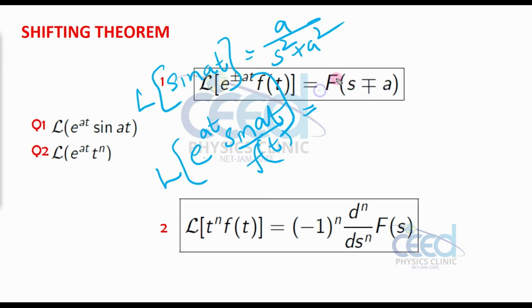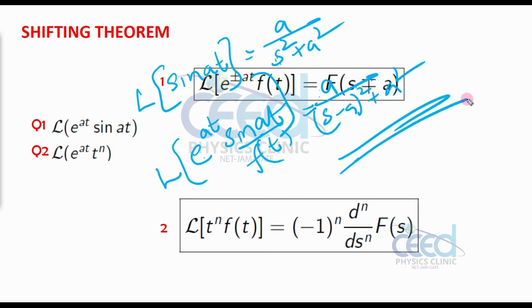Now here you are multiplying by e raised to plus at, so according to the result, f of s changes to f of s minus a. What is f of s? F of s is the Laplace transform of the function sin at, right? So this s changes to s minus a in the result. That is, you have to change s to s minus a the whole square plus a square. This is the result. So we have done the first problem.